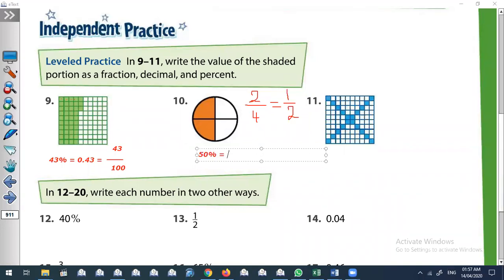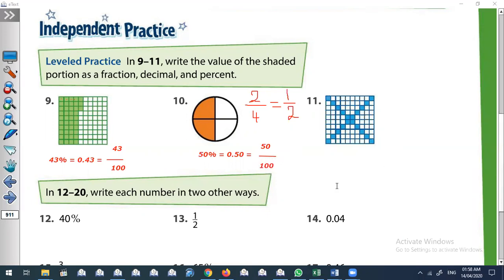What about decimal? Decimal, it will be like that, 0.50 because we already have two digits. What about the fraction? The fraction may be like that. Up will be 50. Down will be 100.